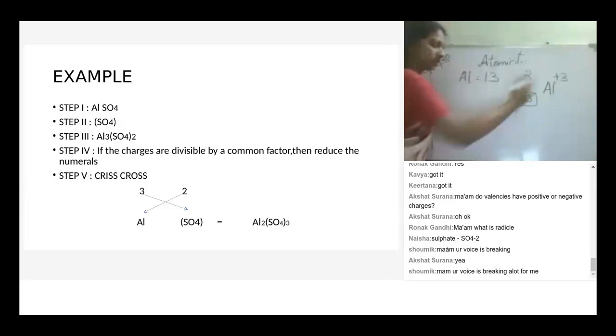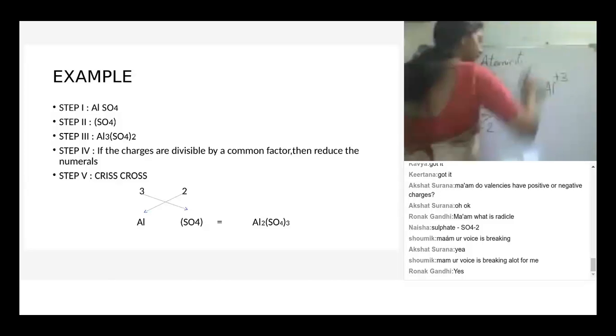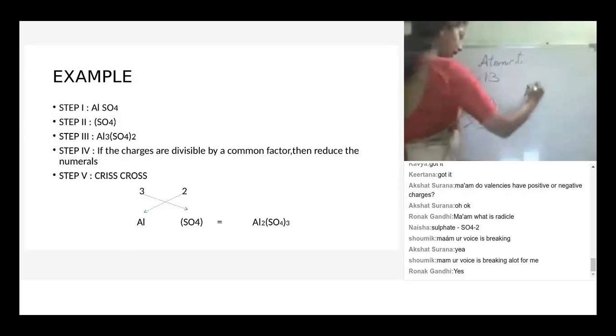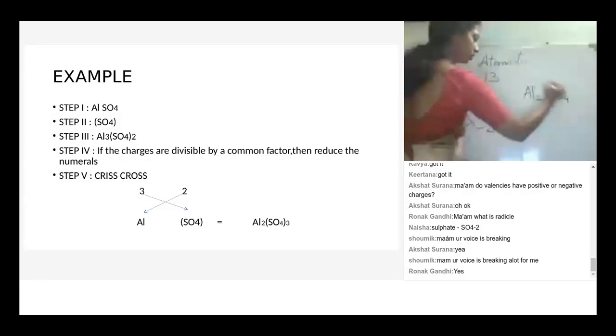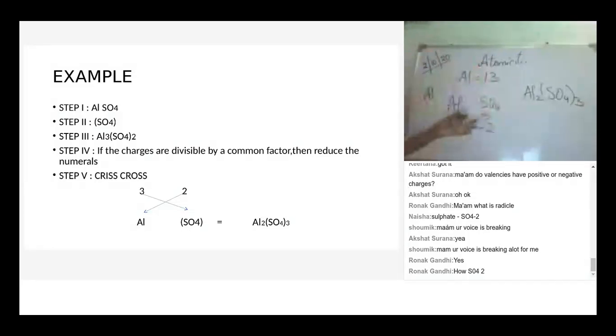To get 8, it donates 3, so the charge is plus 3. So aluminium plus 3, sulfate minus 2. Crisscross both the values. Then what will be the formula? Al2(SO4)3. This is aluminium sulfate.